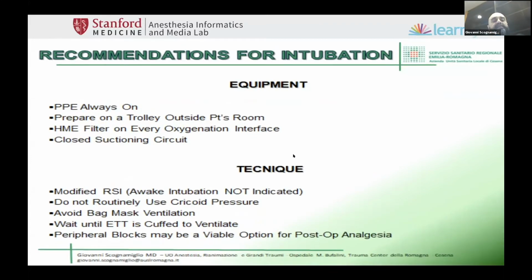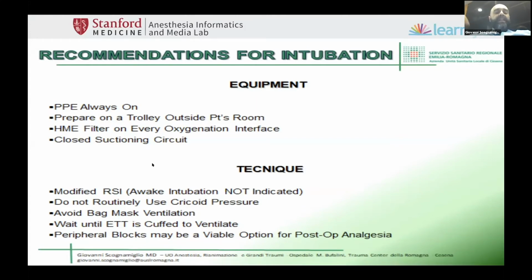As for the equipment, always keep in mind to have your PPE always on. Prepare all the equipment you will need on a trolley. A bacterial filter on every interface, and this is very important, a closed suctioning circuit. Actually, you won't have to suction your patient, because this patient has very little secretion. So this will not be necessary. But if you have to, make sure you have a closed suction circuit.